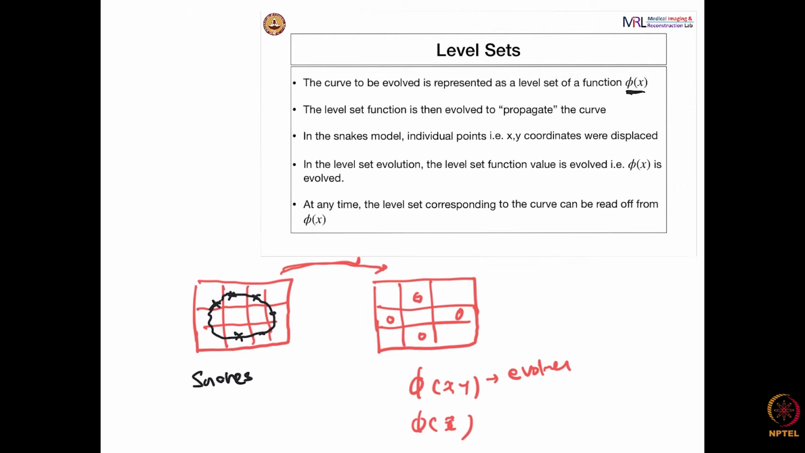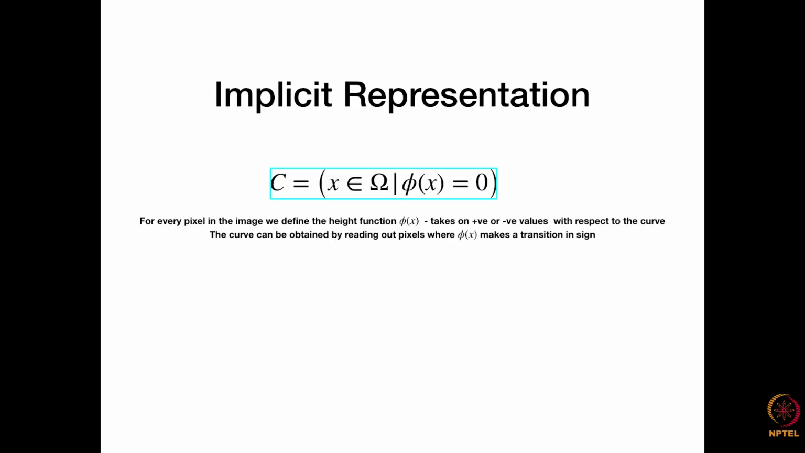All of the problems we saw earlier with snakes, that is the self intersection and the inability to split into multiple curves or merge, are easily solved in this context. So how do you represent the curve? It's implicitly represented, in the sense that you have to solve for phi of x equal to 0.